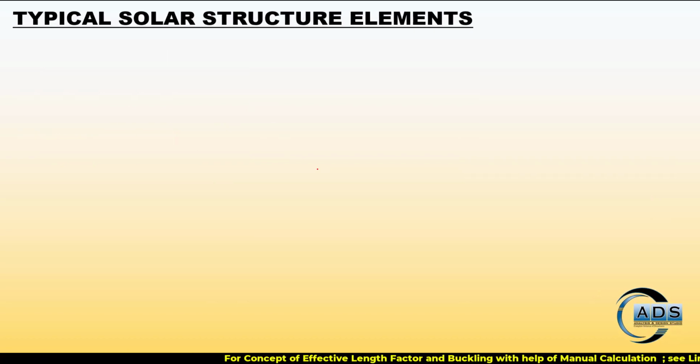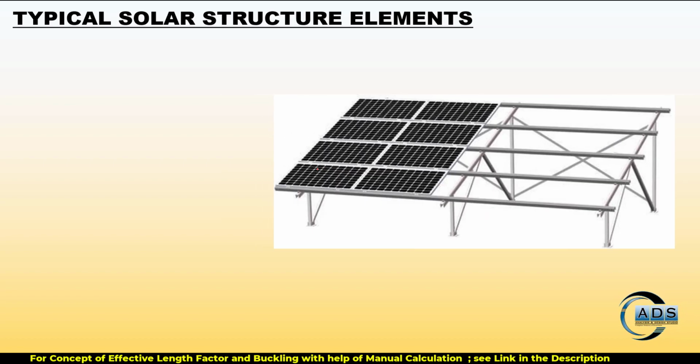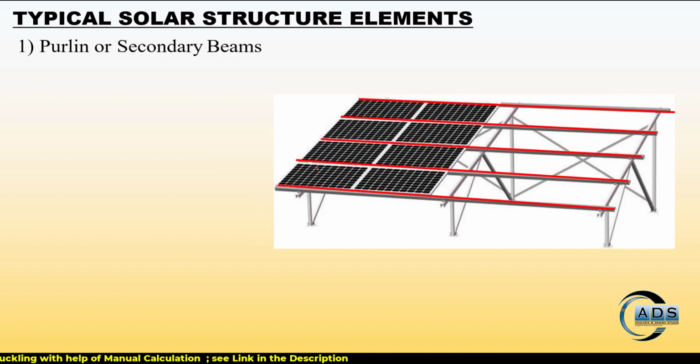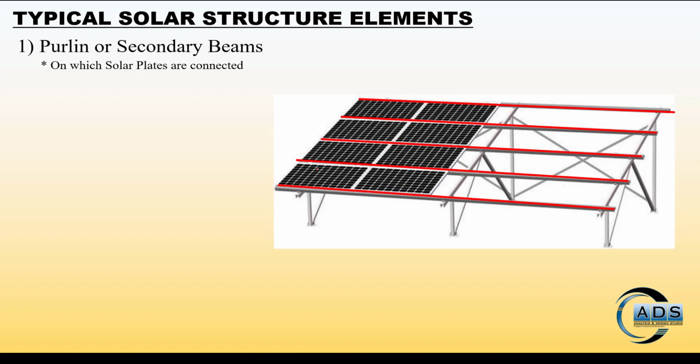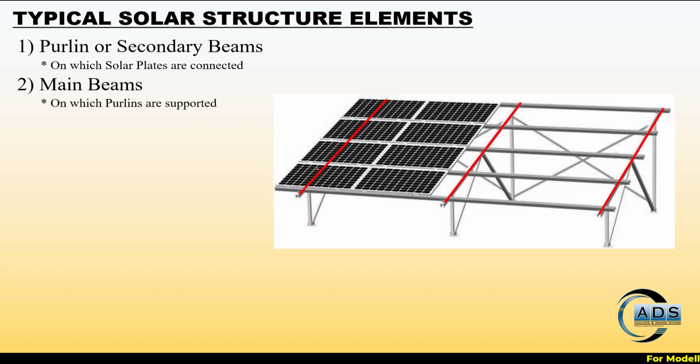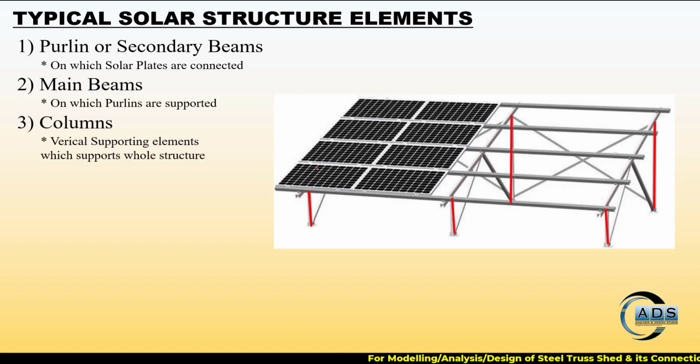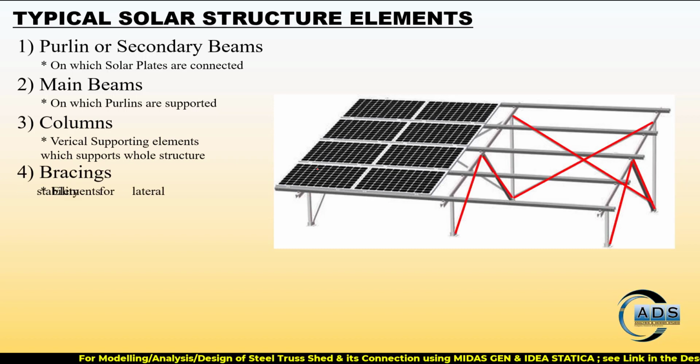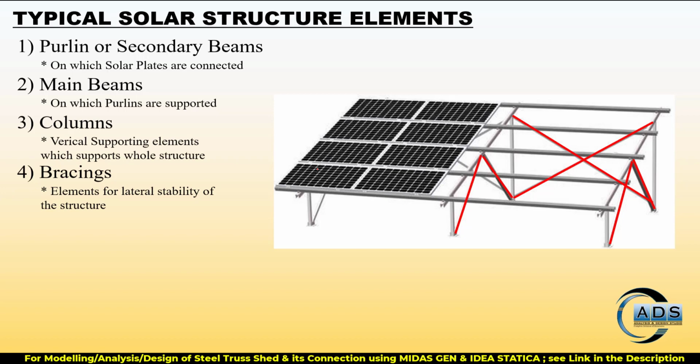Typical solar structure elements. Now it is important to know what the typical structural elements in a solar structure are. So this is a solar structure. The first one is the purlins or secondary beams, on which the solar plates are connected. The second one is the main beams, on which the purlins are supported. The third one is the columns, vertical supporting elements which support the whole structure. And the fourth one is the bracings, elements for the lateral stability of the structure.